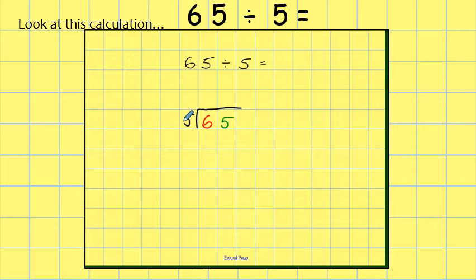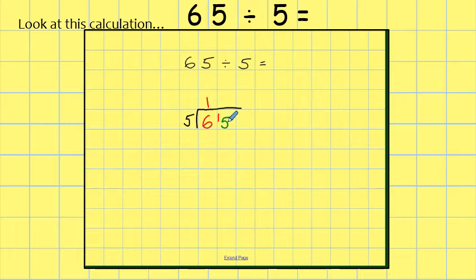So, looking at the tens, the digit that's in the tens column, how many lots of five go into six? So we're thinking that way. How many fives are there in six? We've got one lot of five, haven't we? Now, to get from five up to six, we've got one left over, haven't we? So we put that one left over, we carry that one over into this ones column. So now our five becomes 15 because we're moving one of these tens.